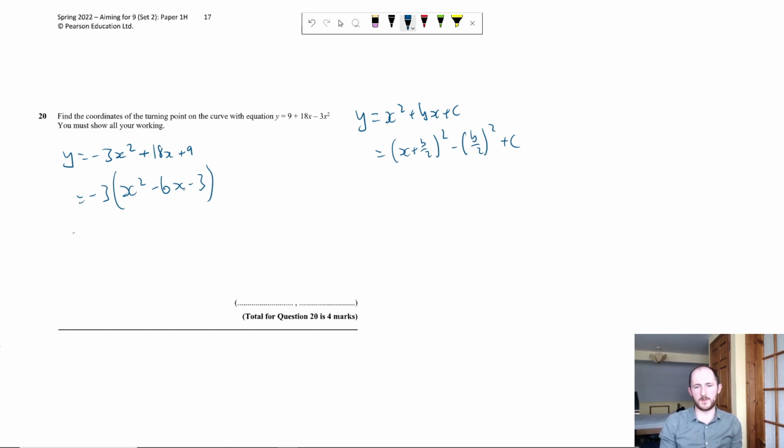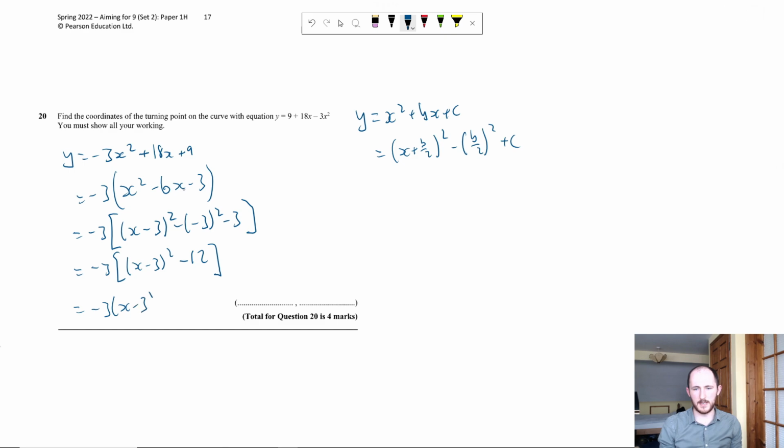Now we do completing the square. So minus 3, I'm going to use square brackets now, because we're going to have x minus 3 squared minus 3 squared minus 3. Minus 3, x minus 3 squared. That'd be minus 9 minus another 3 would be minus 12. Then we're going to expand the brackets, which gives us minus 3 times x minus 3 squared plus 36.